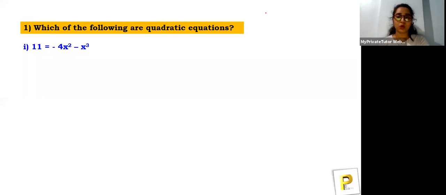Just tell me yes or no. Come on, you guys can tell me what is the answer to this question. Is it a quadratic equation? 11 is equal to minus 4x squared minus x cube. Is it a quadratic equation?